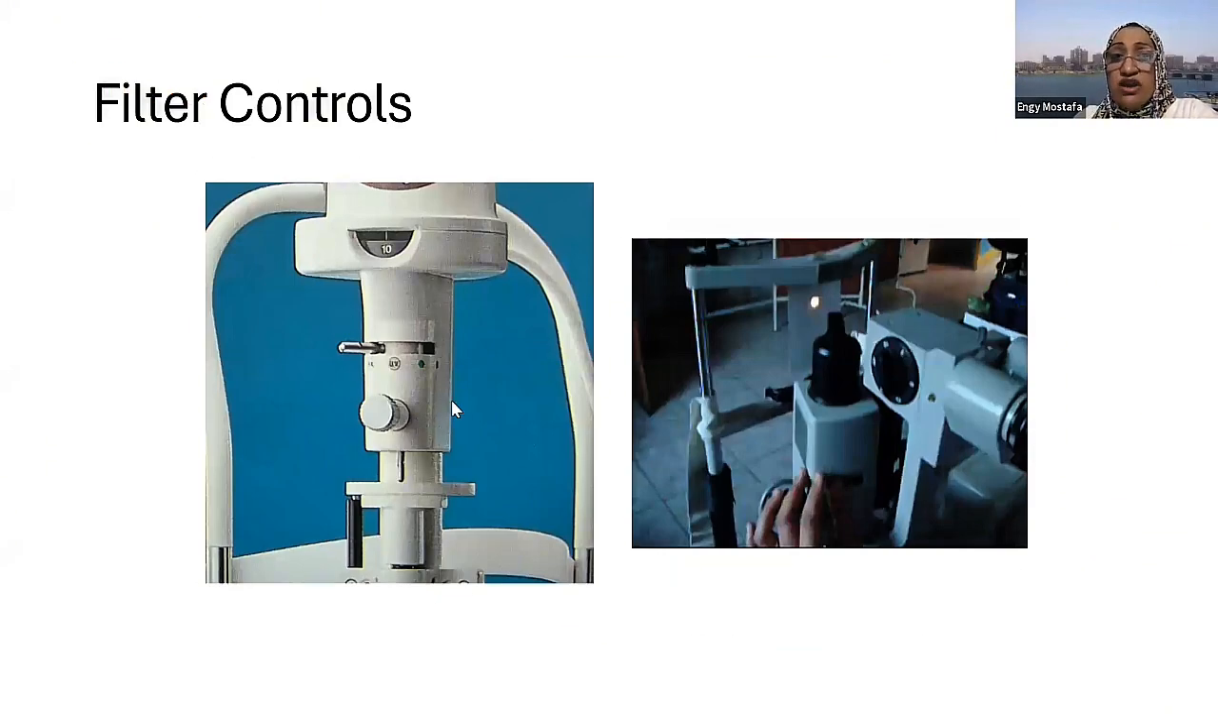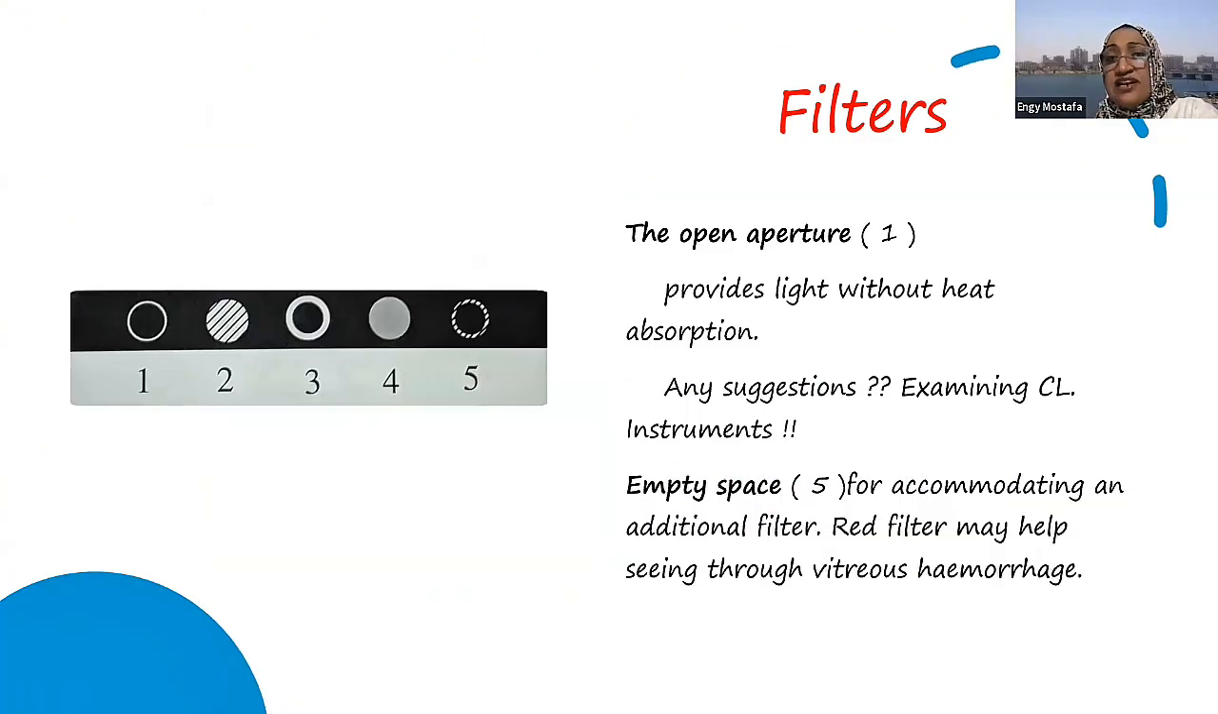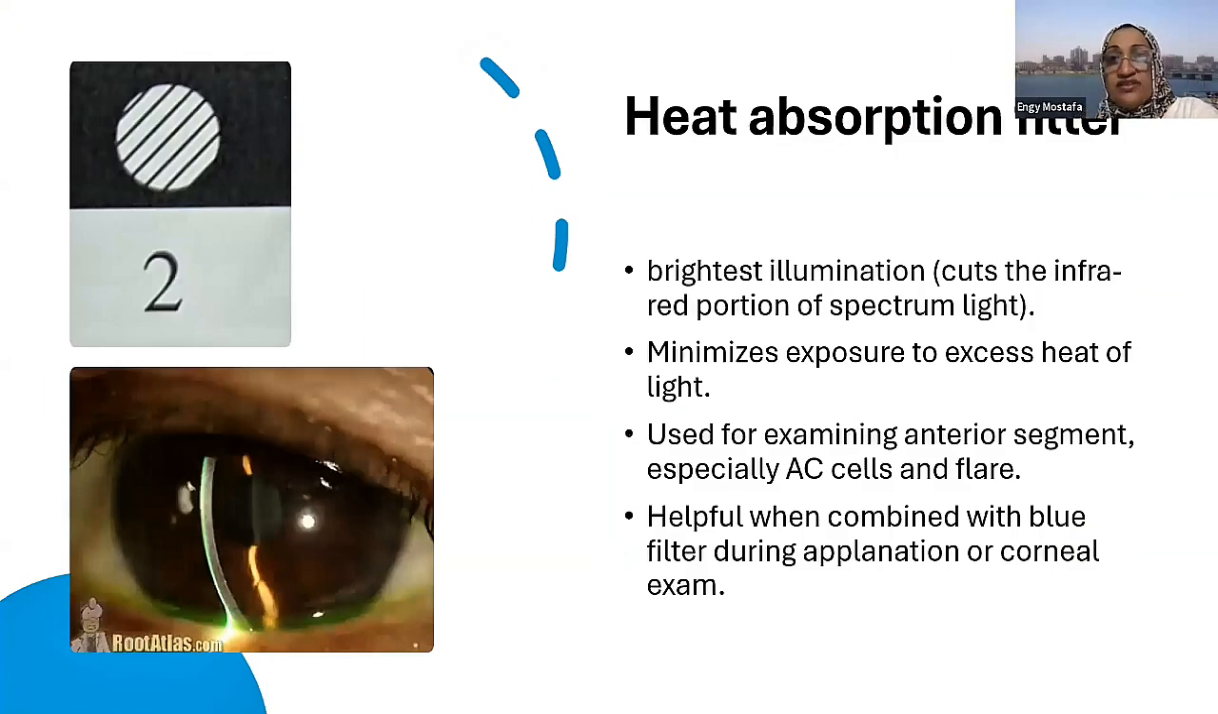How do we change them? Here on the Haag-Streit, you can change it from this knob, rotating it according to the colors under it. And here on the Zeiss one, you can change it from this knob over here. So the open aperture provides light without heat absorption, and the fifth one is the empty one. While the heat absorption filter is the brightest one and minimizes exposure to excessive light. It's helpful when the patient has photophobia and cannot open his eyes freely.